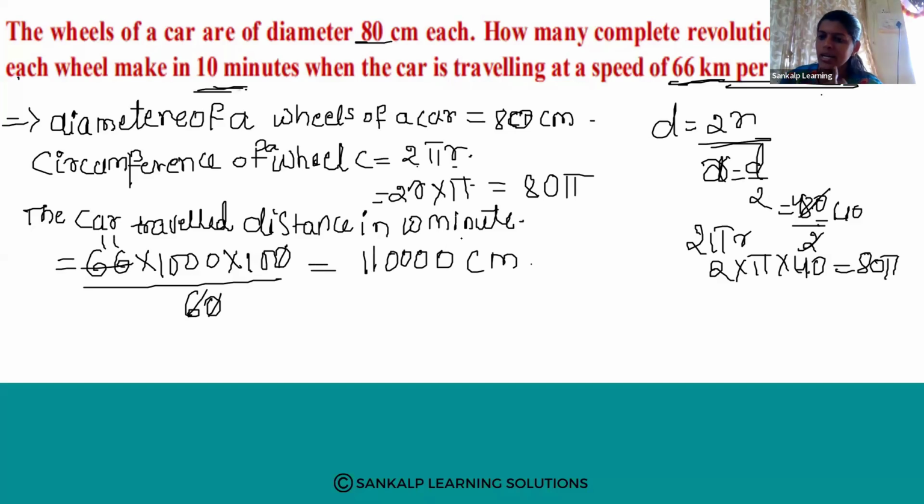Okay, now so this is the car traveled a distance in 10 minutes we got. Now the number of revolutions, how many complete revolutions does each wheel make? That means number of revolutions we have to find out.